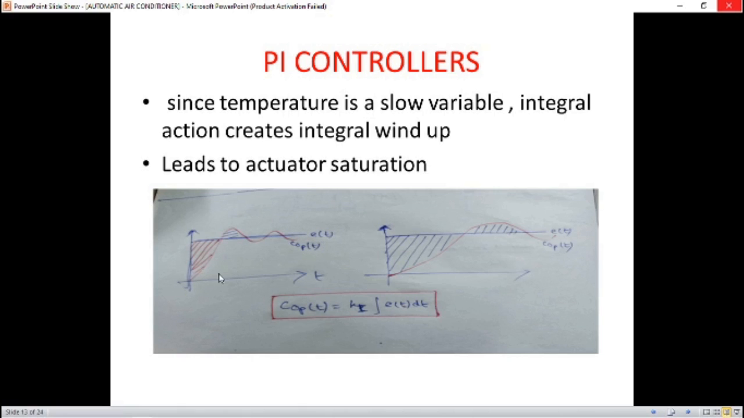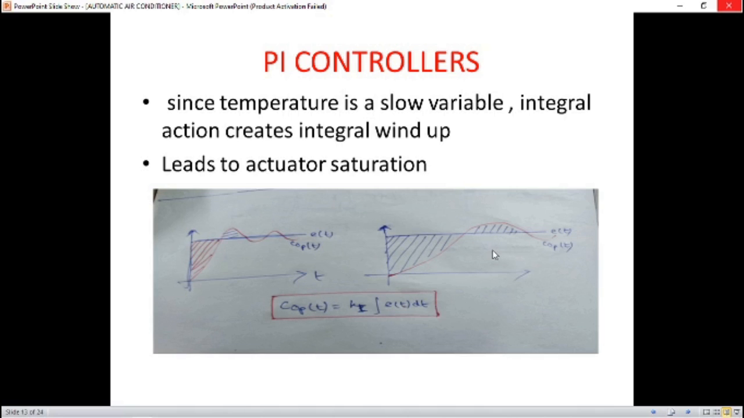Now these are two processes going on. This is a fast process, this is a slow process. You can see from the diagram that if the process is very fast, it will reach the set point very fast, and the shaded area is actually the integration, which is the control output, Ki times the integral of e(t) dt, representing the shaded area. If the process is very slow, it will take more time, and correspondingly this shaded area will go on increasing. That means the control output will go on increasing for a slow variable.